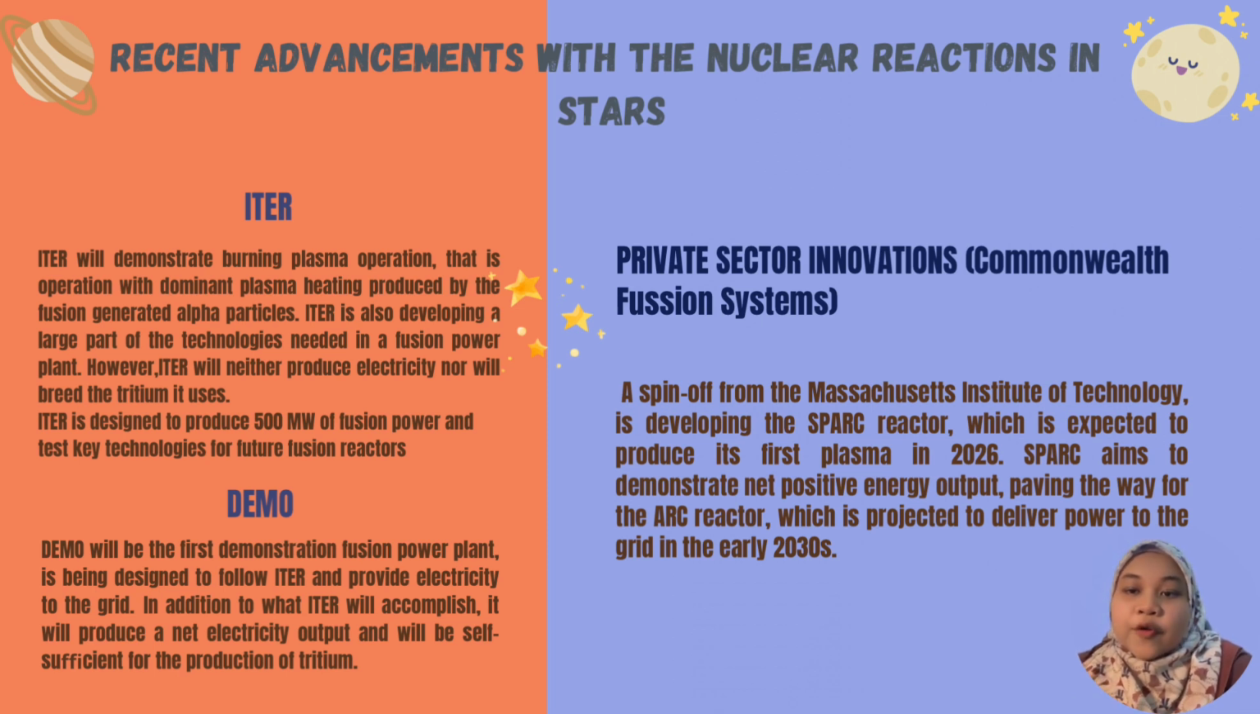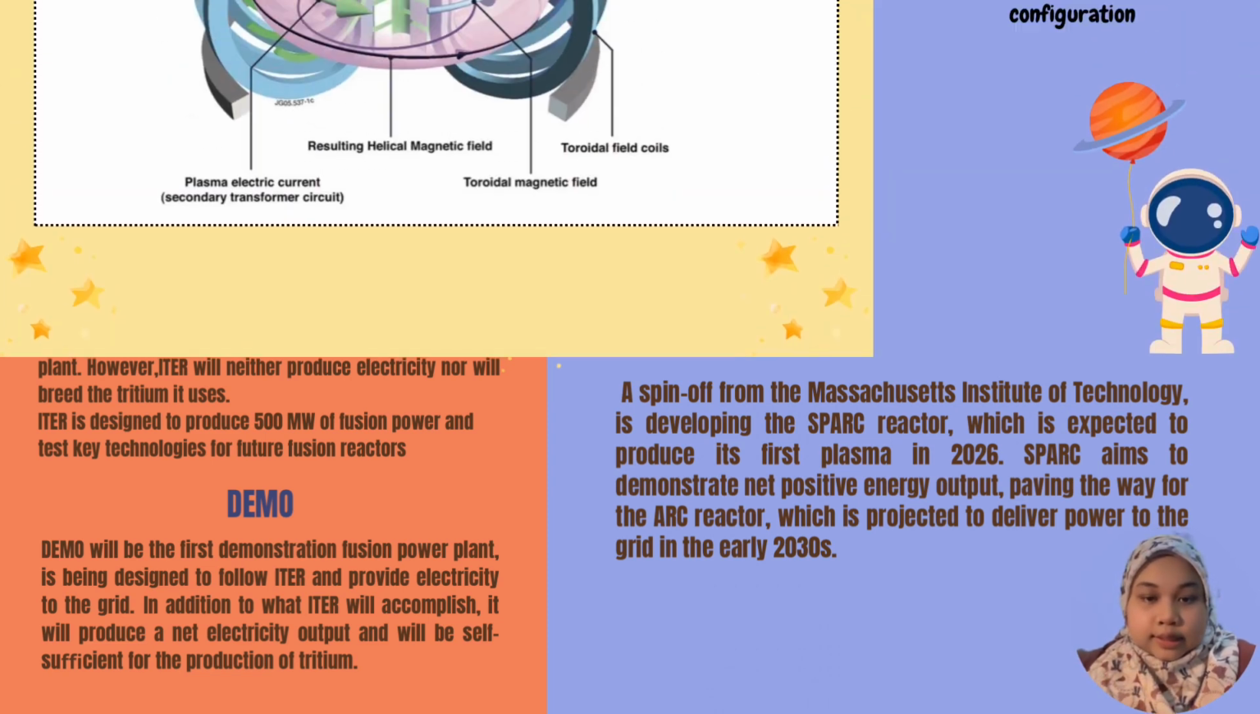Okay, last, private sector innovations, Commonwealth Fusion Systems. A spin-off from the Massachusetts Institute of Technology is developing the SPARC reactor, which is expected to produce its first plasma in 2026. SPARC aims to demonstrate net positive energy output, paving the way for the ARC reactor, which is projected to deliver power to the grid in the early 2030s.